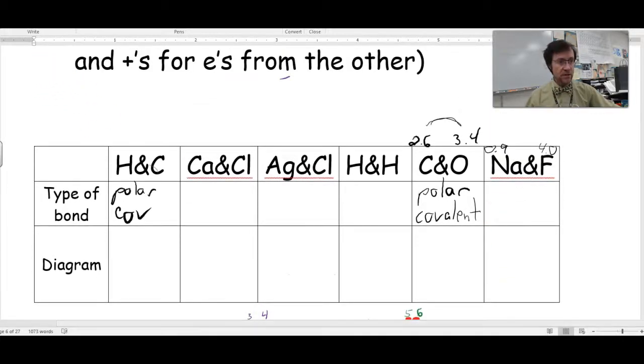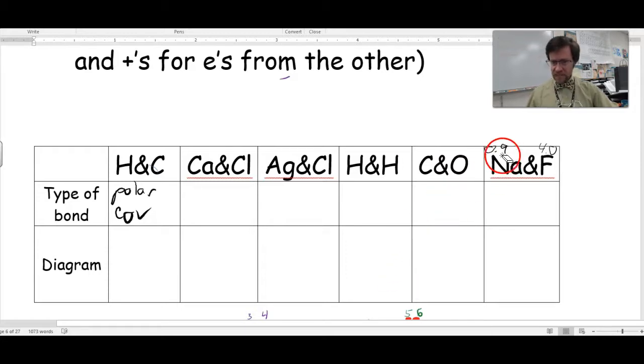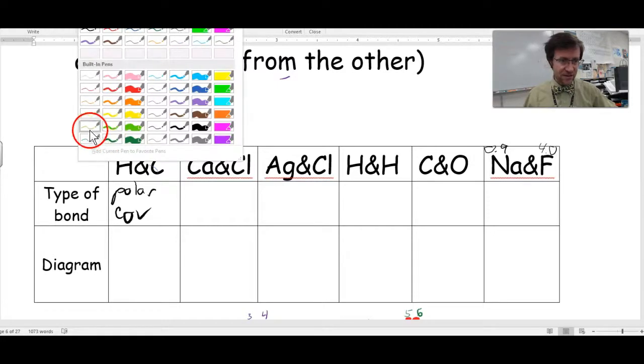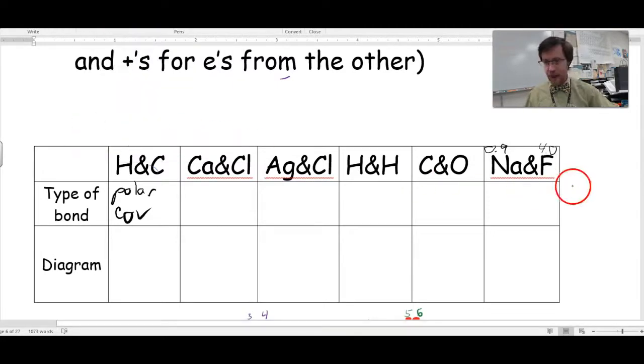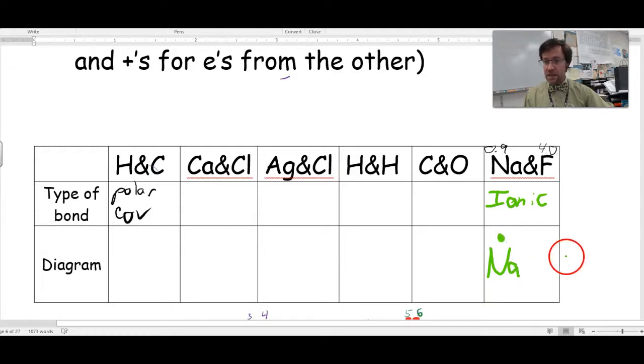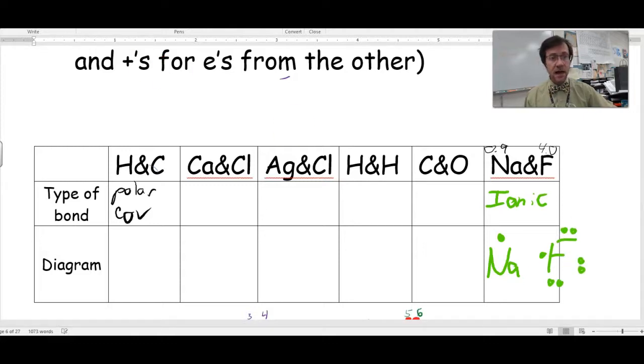This last one is going to be sodium and fluorine. And 0.9 and 4.0, that difference is ridiculously powerful. This is going to be ionic. Really easy. I'm going to write sodium with its 1 valence electron. And then I'm going to write fluorine with its 7. All right? And because it's ionic, we're going to transfer the electrons. The metals will lose. The nonmetals will gain.